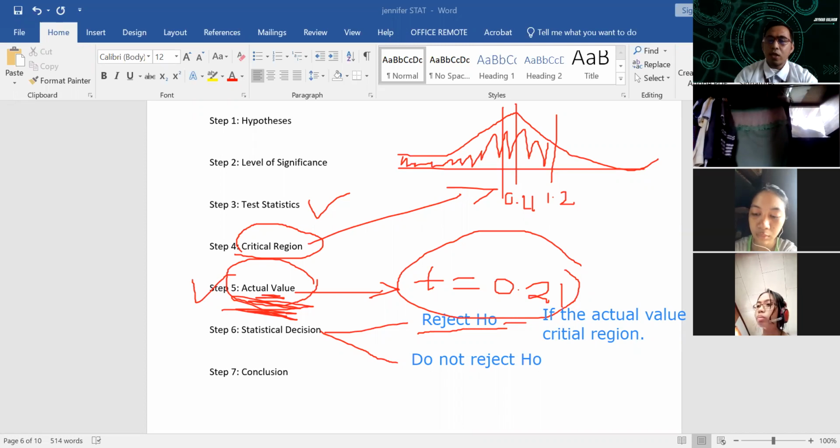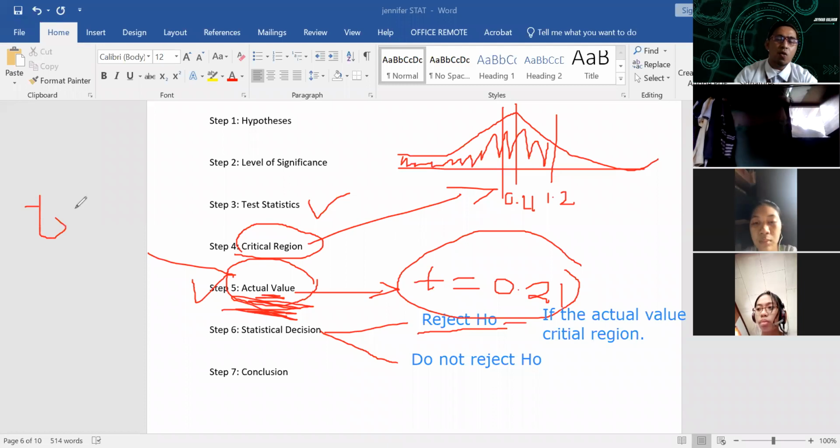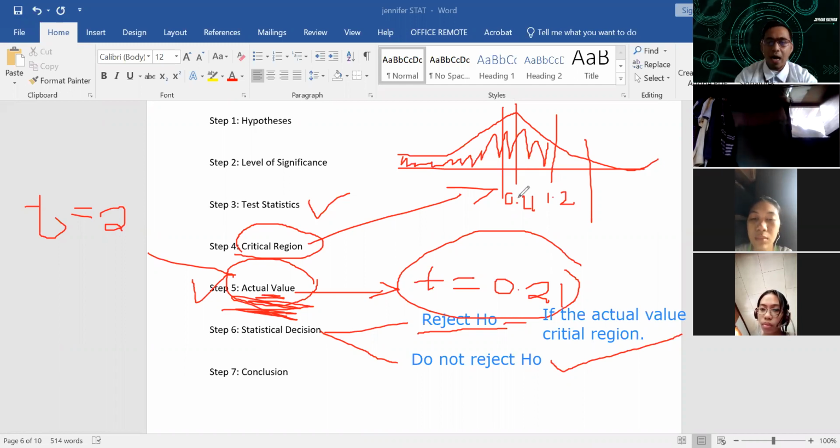Say for example, your actual value is equal to 2. If you locate that in your critical region, it is somewhere here. And obviously, it does not fall inside the shaded region. If it is not inside the shaded region, your statistical decision should be do not reject the null. Understood? Do not reject the null hypothesis if the actual value is not within the critical region. Understood?